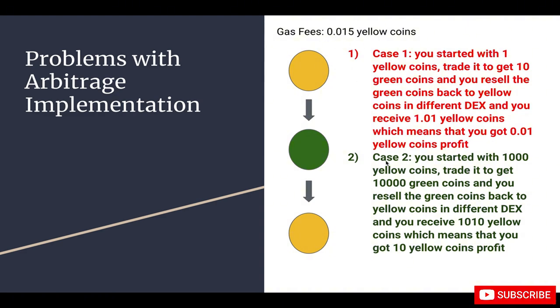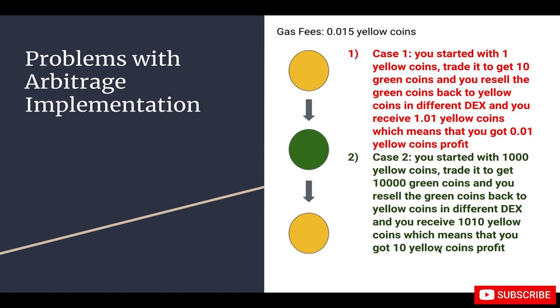And let's consider case two. After losing money in case one, you understood that actually I need to start the trade with bigger capital. So you started with 1,000 yellow coins, traded it to get 10,000 green coins, assuming the conversion rate still stays the same, and you resell the green coins back to yellow coins in different decentralized exchanges, and you receive 1,010 yellow coins, which means that you got a 1% profit, or in this case 10 yellow coins as your profit.